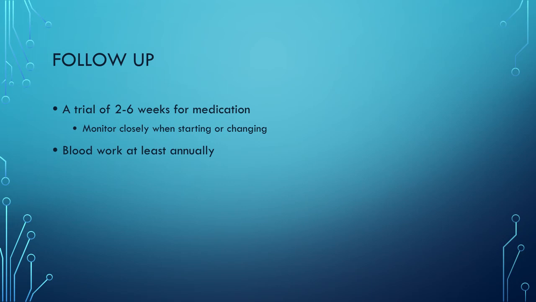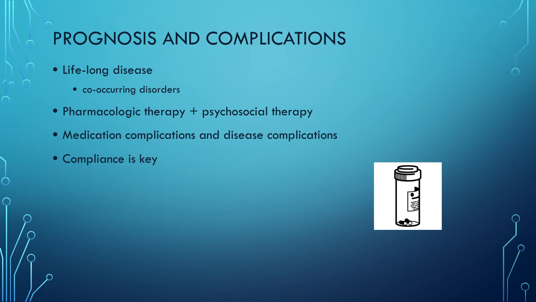Blood work should be done at least annually, but it might need to be done more frequently if you're adjusting medications and therapy, just to monitor for metabolic disturbances or other potential adverse effects. As far as prognosis and complications, schizophrenia is a lifelong disease that can occur with other disorders such as anxiety, depression, and substance abuse. When pharmacologic and psychosocial therapy are combined effectively, quality of life can actually be greatly improved.